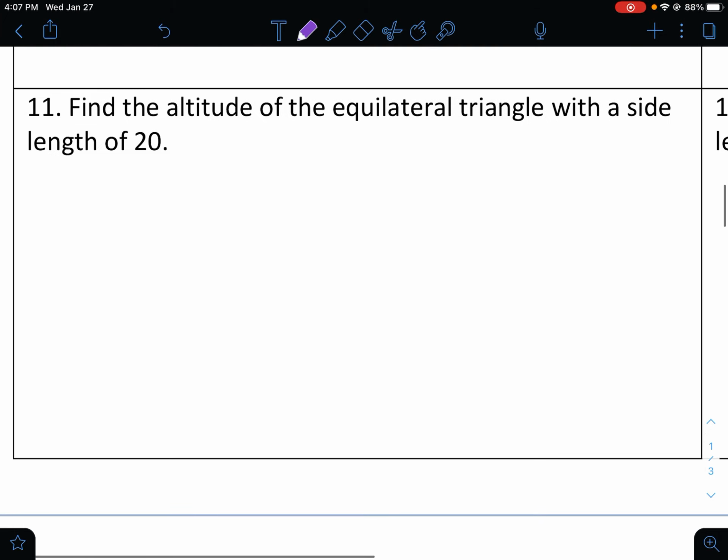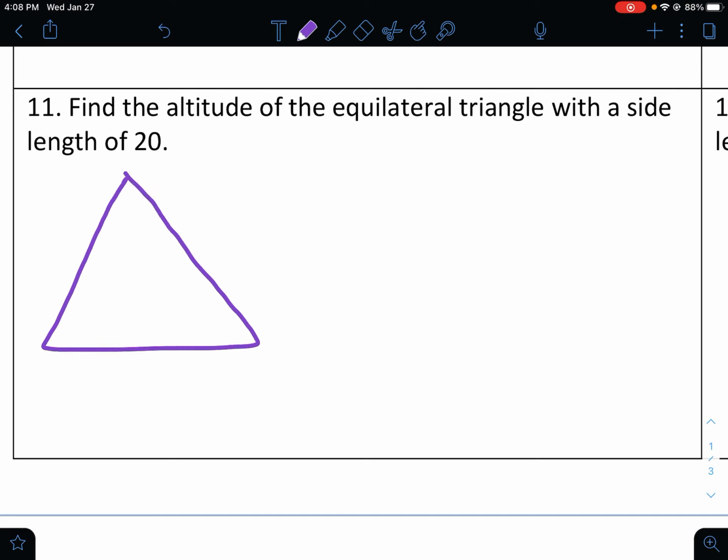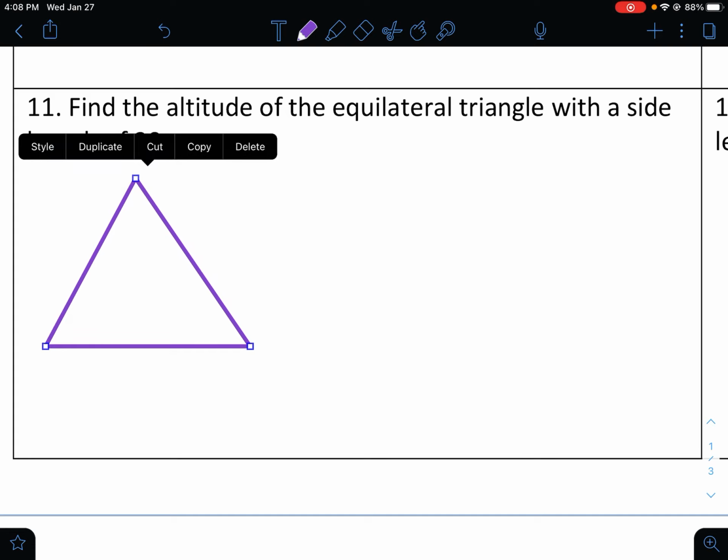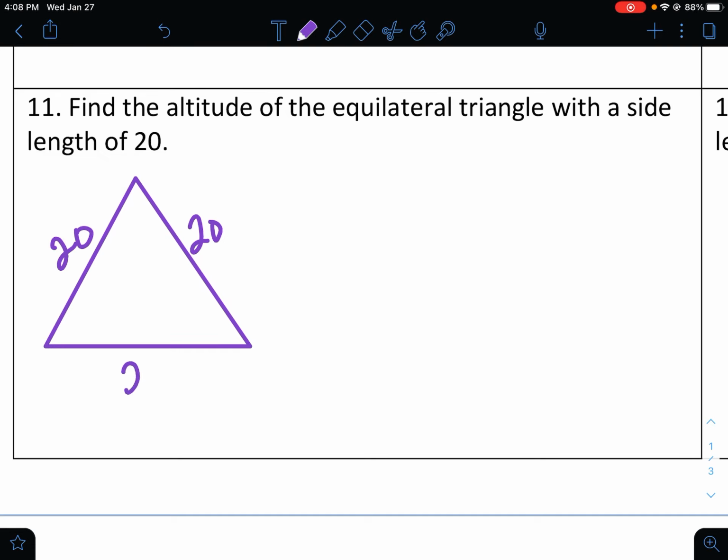Number 11, find the altitude of the equilateral triangle with a side length of 20. So here's my equilateral triangle. This is 20, this is 20, this is 20. And we need to find the altitude. Since it says altitude, we know it's obviously an altitude problem, so let me draw the altitude. Boom. Now, since this is an equilateral triangle, we know that this is 10 and this is 10 because the whole thing has to be 20. So I'm just going to get rid of that 20.